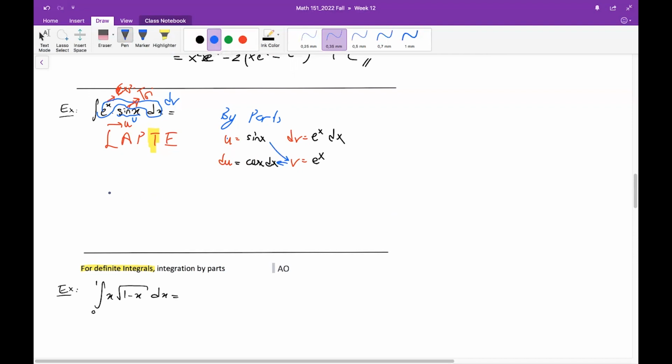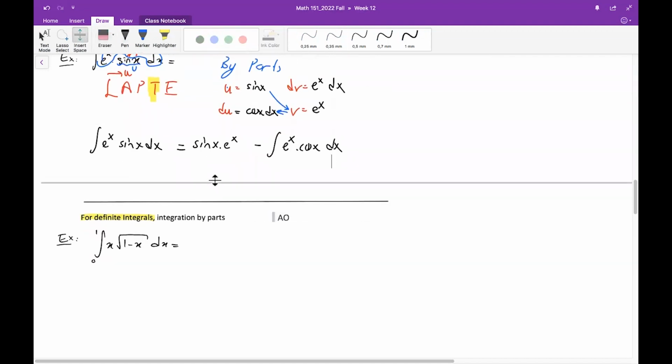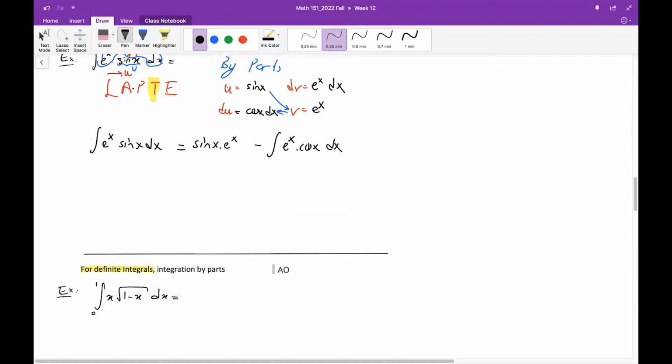So let's write down what we have after applying integration by parts: this times this, sine x times e to the power x, minus integral e to the power x times cosine x dx. You see, we need to apply one more integration by parts here. So LIATE: logarithmic, inverse trig, algebraic, trigonometric, exponential. Just like we have here, trigonometric comes first, then exponential. That's why we will choose the trigonometric function as the u, and the rest will be chosen as dv.